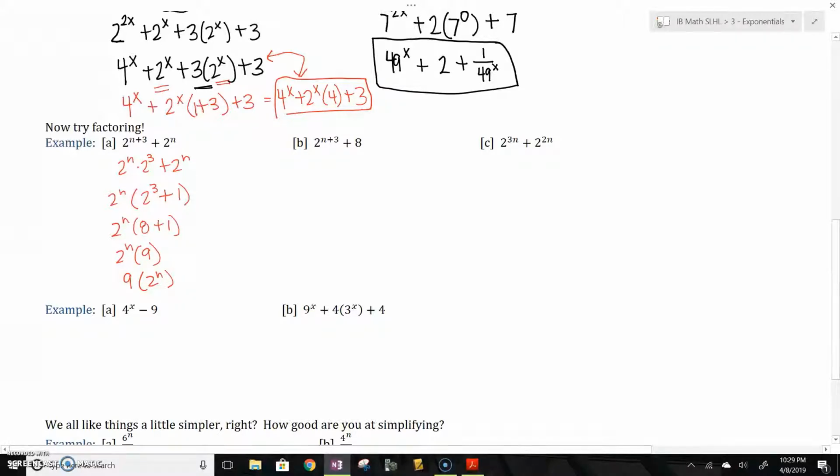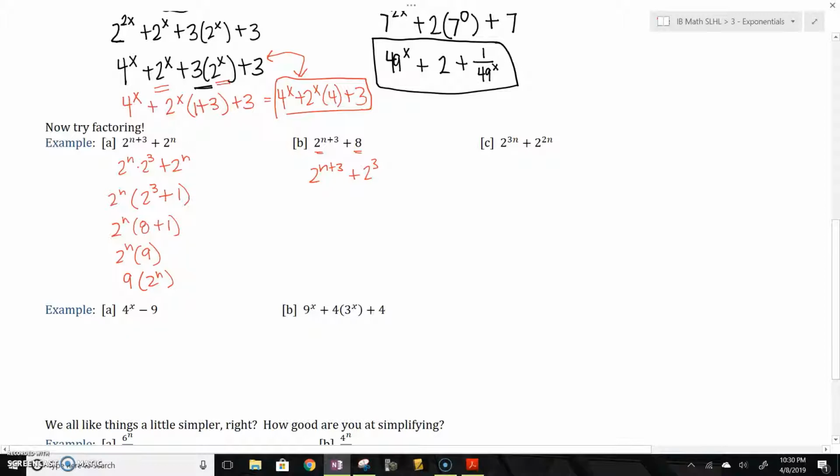Is that okay? So that's one way to do it, and it's just something you have to get comfortable with and hopefully see, and we don't always see it. Like in this next one, I see a base 2 and a base 8. Now the first one was nice, it had base 2 and base 2. This doesn't, but wait, if I write this as 2 to the n plus 3, isn't 8 just 2 to the third, right? Because 2 times 2 times 2 is 8.